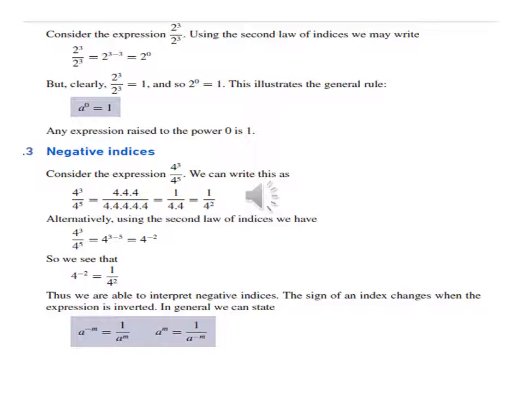Negative indices. Consider the expression 4 to the power 3 over 4 to the power 5, which equals 4 to the power 3 multiplied by 4 to the power minus 5, which equals 4 to the power minus 2, which equals 1 over 4 to the power 2. Alternatively, using the second law of indices, we have 4 to the power minus 2. Thus, we are able to interpret the negative index. The sign of an index changes when the expression is inverted. In general, we can state a to the power minus m equals 1 over a to the power m, and a to the power m equals 1 over a to the power minus m. This is what we stated about negative indices.